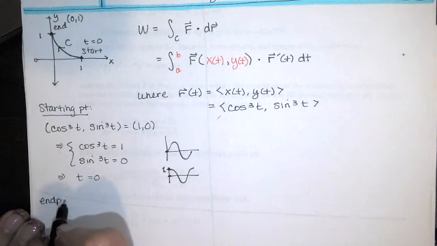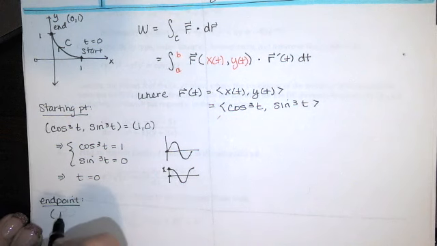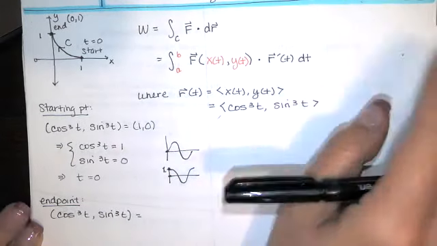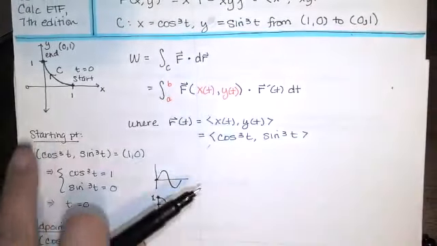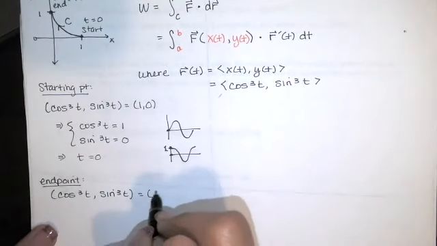And then similarly, we want to find the end point by setting our x of t, y of t, equal to the coordinates of that end point, which is 0, 1, or you can look at the graph and see it's x equals 0, y equals 1.